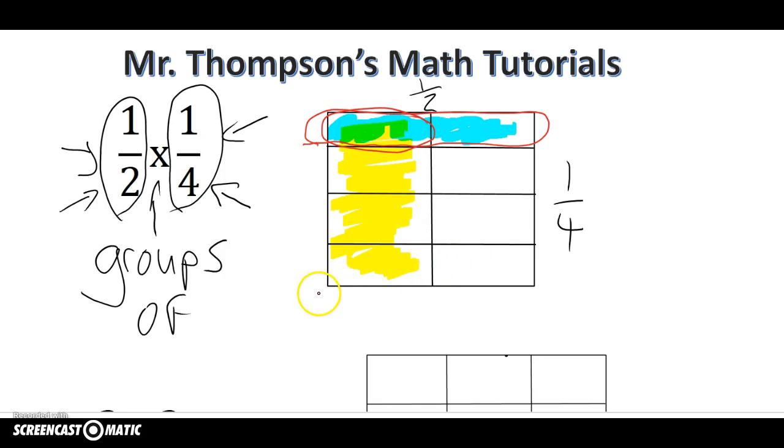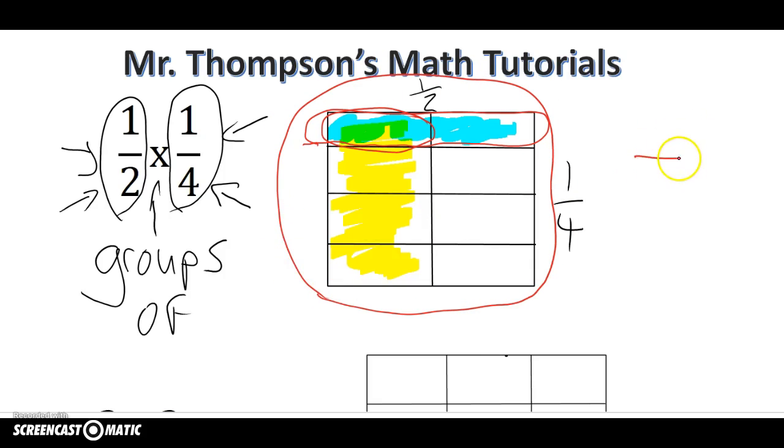Well, my whole here, which is the entire rectangle, is divided into 8 pieces, and only one of those pieces has that overlap in green. That would give me 1, which means that 1/2 times 1/4 is equal to 1/8. I don't know if you noticed the pattern here, but if I multiply the numerators times the numerators, I get 1 times 1, which is 1. And if I multiply the denominators by the denominators, I get 2 times 4, which is 8. And that gives me my 1/8 also.